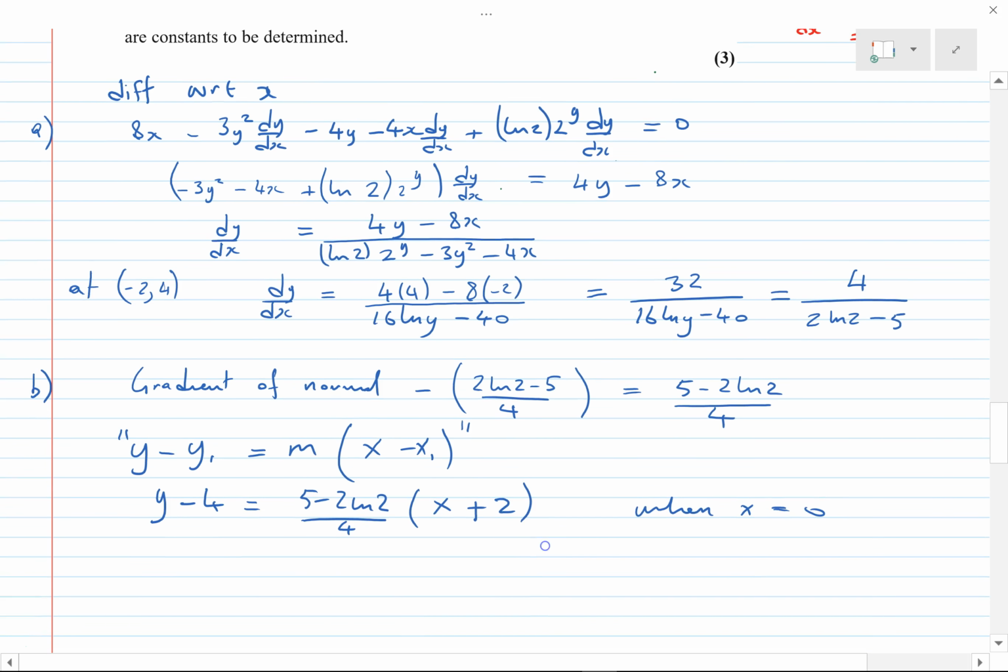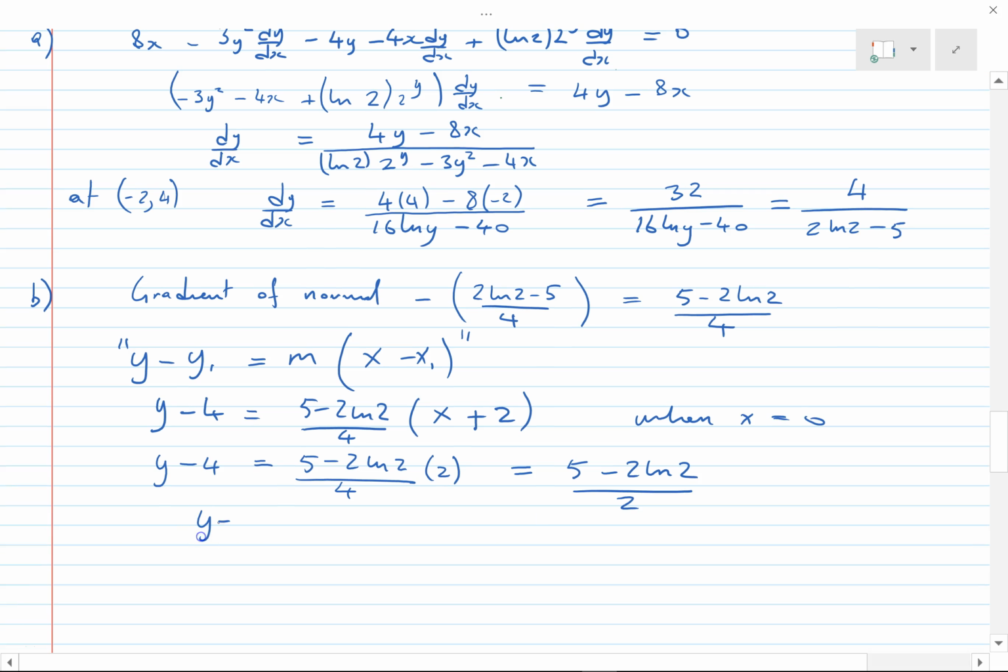Okay, so when x equals 0, we have y minus 4 is equal to 5 minus 2 ln 2 over 4 times 2. So that will be equal to 5 minus 2 ln 2 over 2, cancelling out the 2. 2 divided by 4 is 2. So that gives me y minus 4 is equal to 5 over 2, separating these two bits out, minus ln 2.